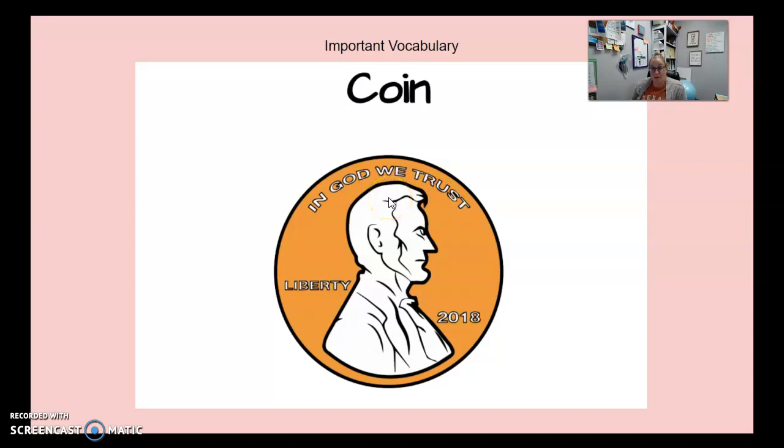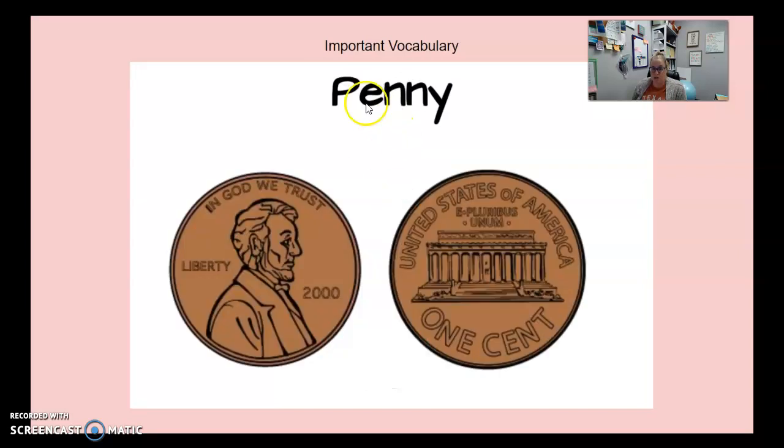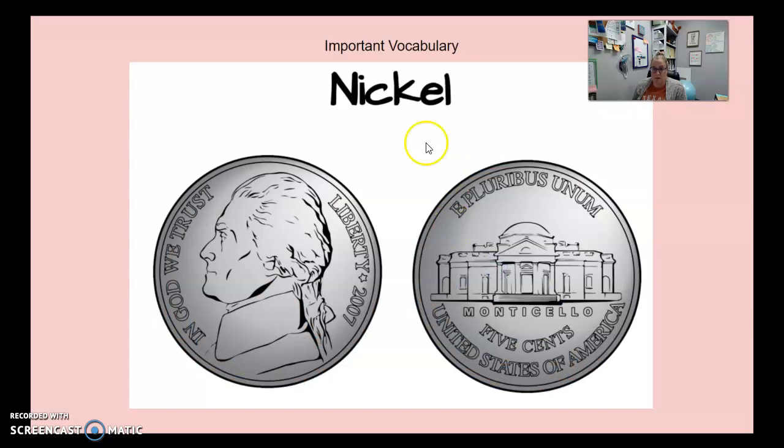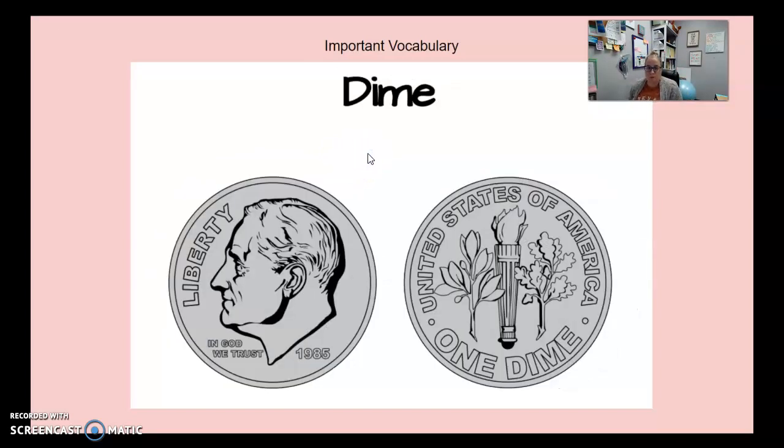We talked about 4 different types of coins this week. The first one we talked about was the penny. Remember, the penny is a brown copper color, and it has a picture of Abraham Lincoln on the head side and the Lincoln Memorial on the tail side. The next one is our nickel. Remember, the nickel is silver in color, and it has smooth edges, so it's nice and smooth around it. The next one was our dime. The dime is also silver in color, and remember, the dime is the smallest coin that we have.